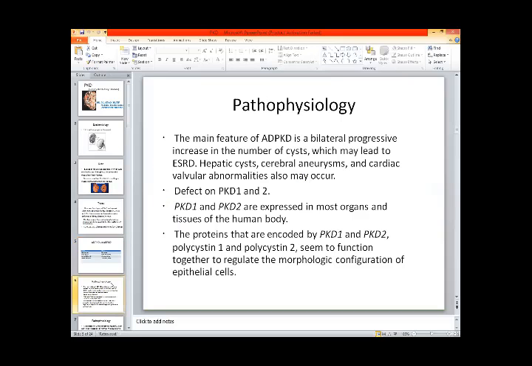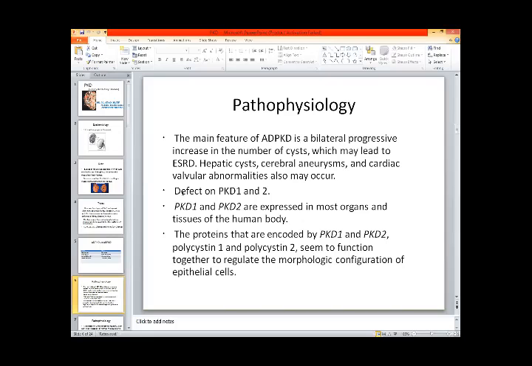Now, the pathophysiology of autosomal dominant polycystic kidney disease: it is usually a bilateral disorder, with an increase in the number of cysts, which may lead to end-stage renal disease. As I told you, the cysts are usually multiple and multi-organ involvement is present. So kidney cysts, hepatic cysts, cerebral aneurysms, and cardiac valvular abnormalities are also associated with polycystic kidney disease.